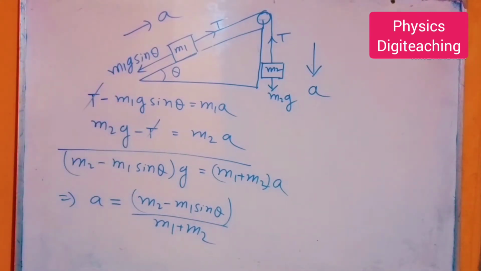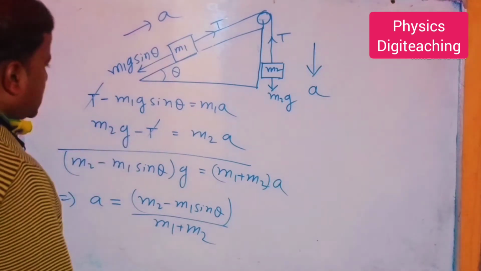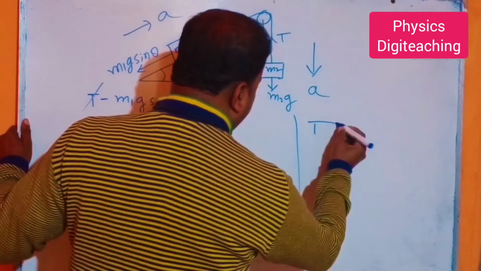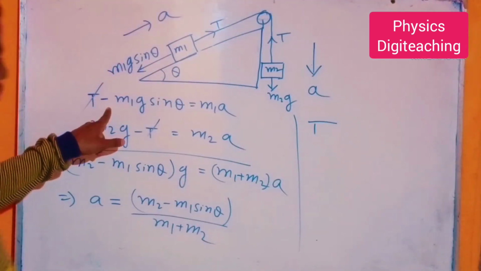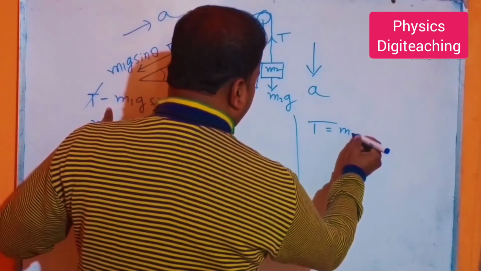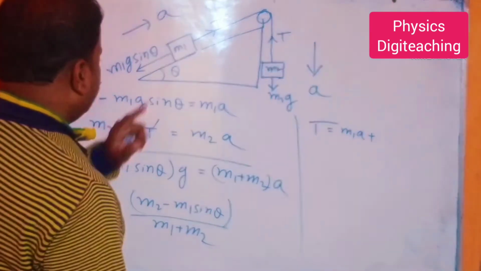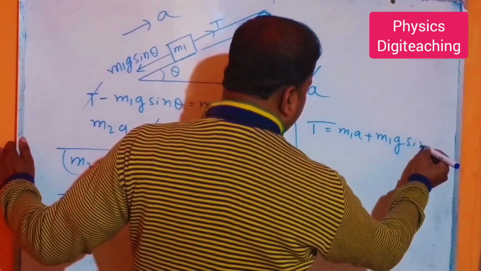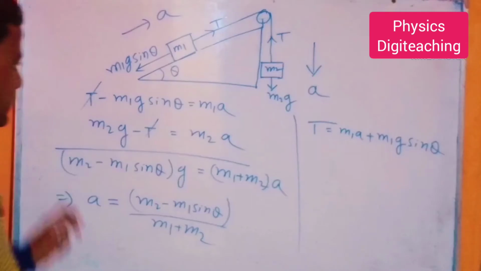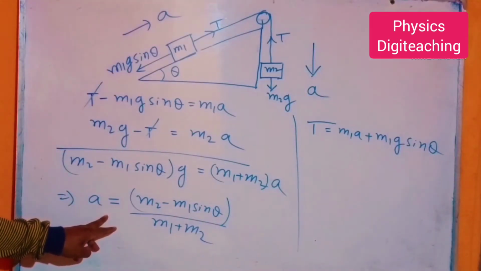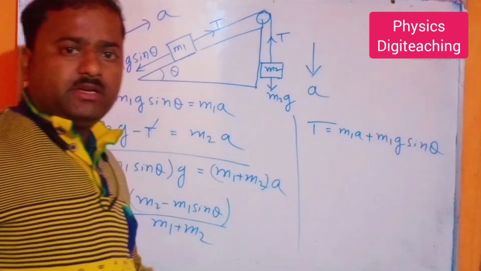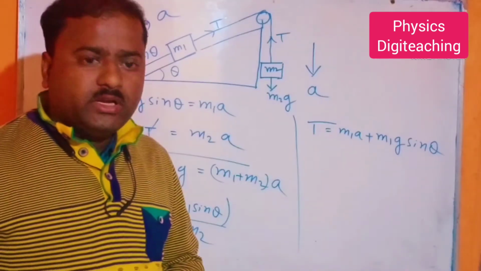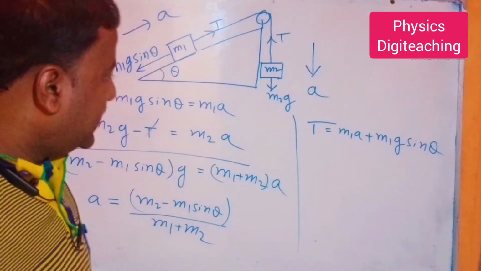Now we calculate the tension. From the first equation we get tension T equal to m1a plus m1g sin theta. Now we substitute the value of a here, then we can easily calculate the tension. Now you do it yourself at home. Okay.